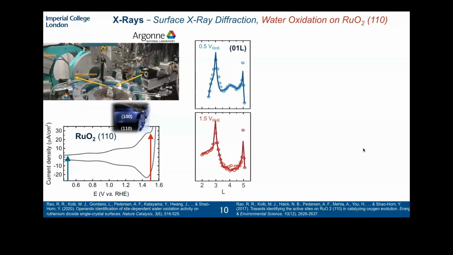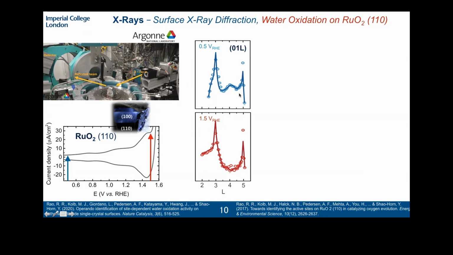Looking at an example of how you can use this technique, this is a rutile ruthenium oxide single crystal surface with a really well-defined cyclic voltammogram. This is what one of these single crystals would look like, and you can study one facet at a time. Here's an example of what one of these L scans would look like, comparing the low potential and the high potential just prior to the evolution of oxygen. And like I said, if you go to a synchrotron light source and capture this low intensity anti-Bragg region, you can see that it has significant changes as a function of potential.